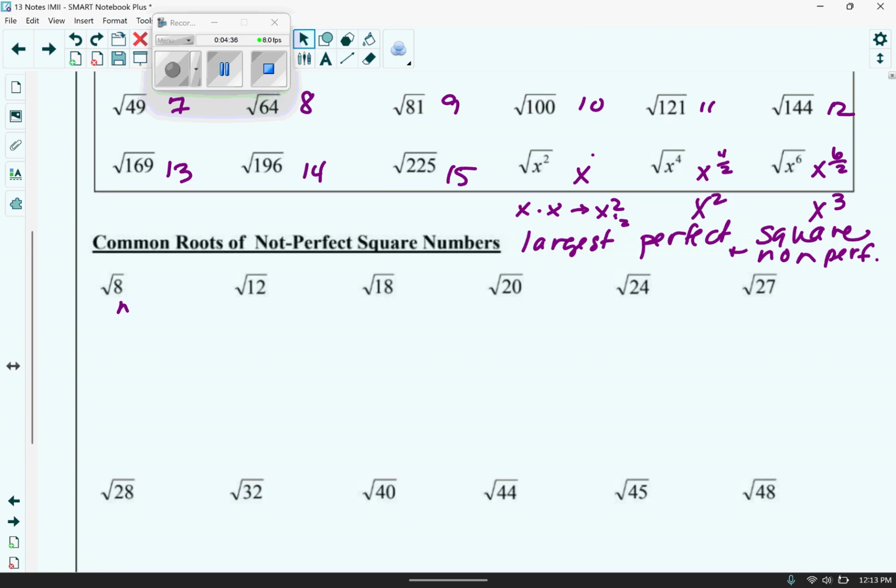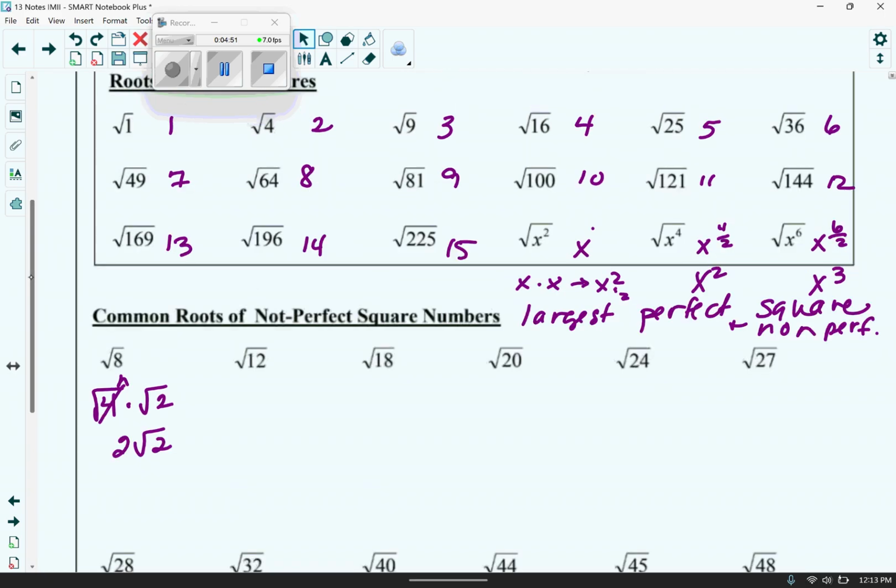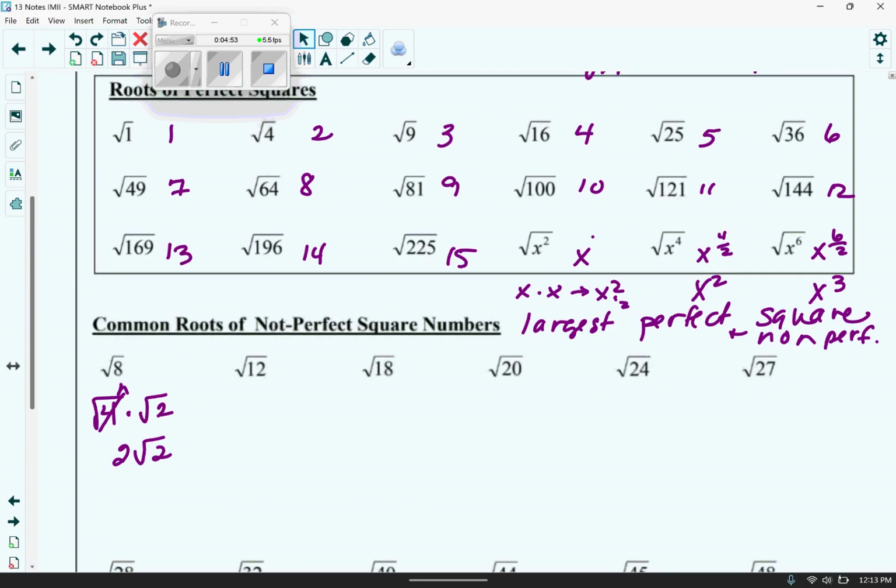So 8, half of 8 would be 4. Is 4 a perfect square? Yes. So it's going to be 4 times 2. The square root of 4 is 2, so it's 2 radical 2. 12, half of it is 6. 6 is not a perfect square. Keep in mind, we're looking at these guys up here. So 6 is not, but underneath 6 is a 4. Does 4 go into 12 evenly? Yes. So it would be 4 times 3. The square root of 4 is 2, so I get 2 radical 3.